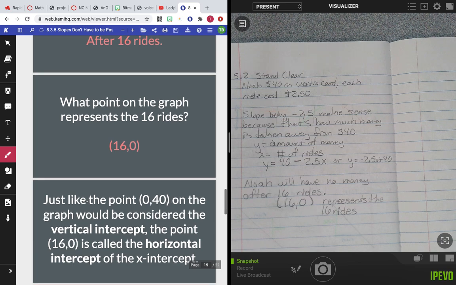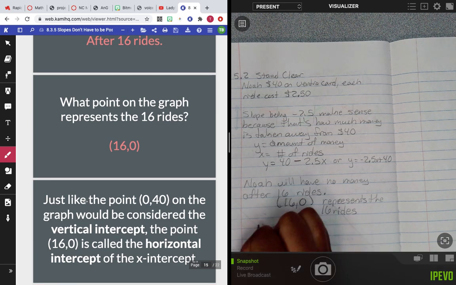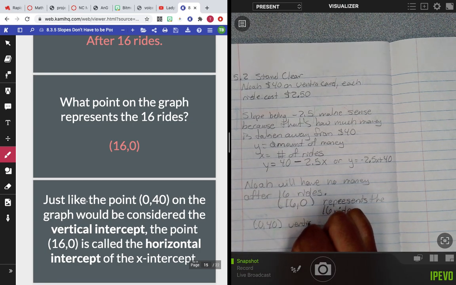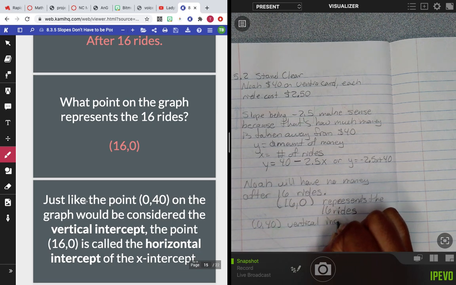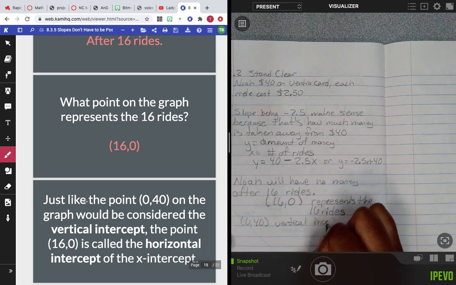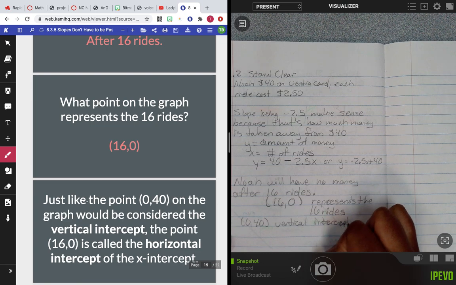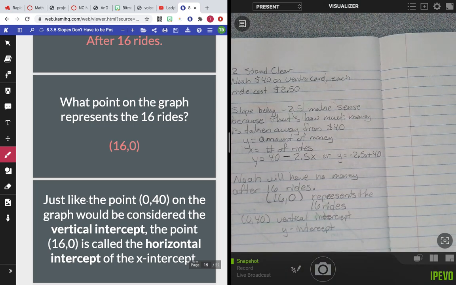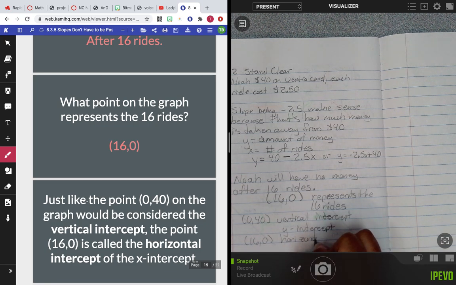Right. So just like the point (0, 40), (0, 40) was our vertical intercept or our y-intercept, our starting place. The point (16, 0) is our horizontal intercept or our x-intercept.